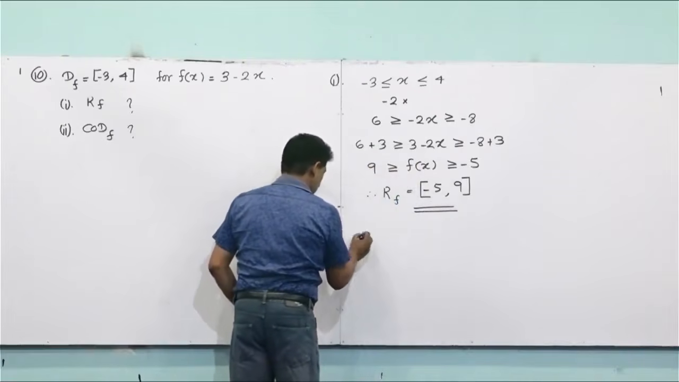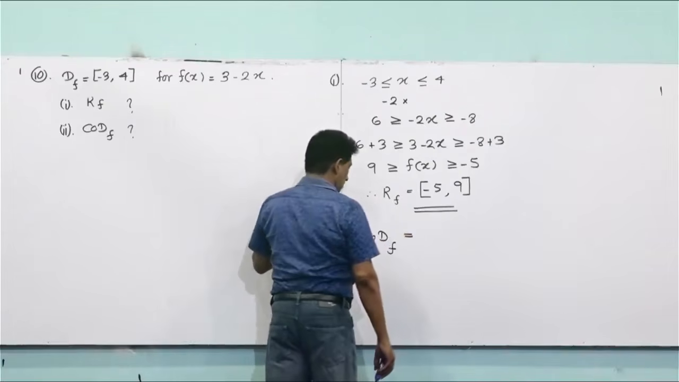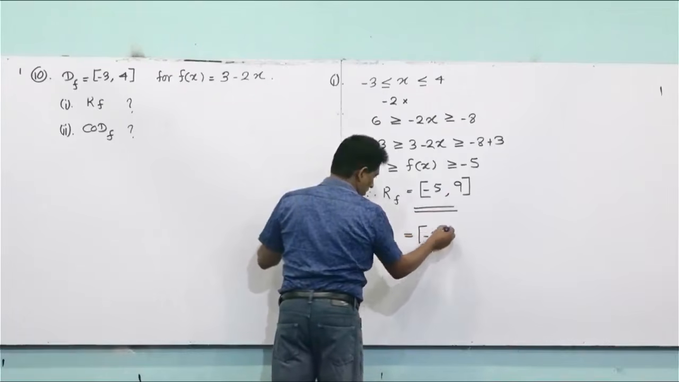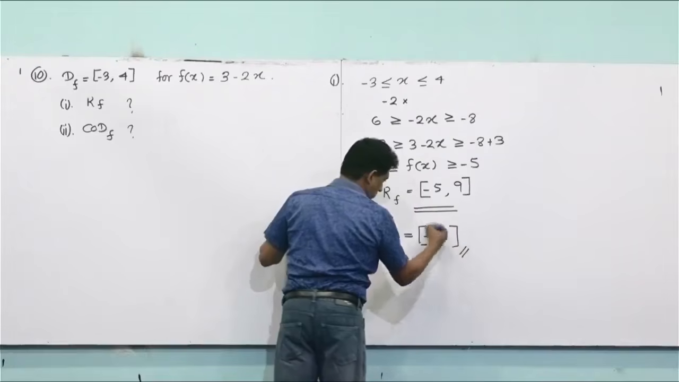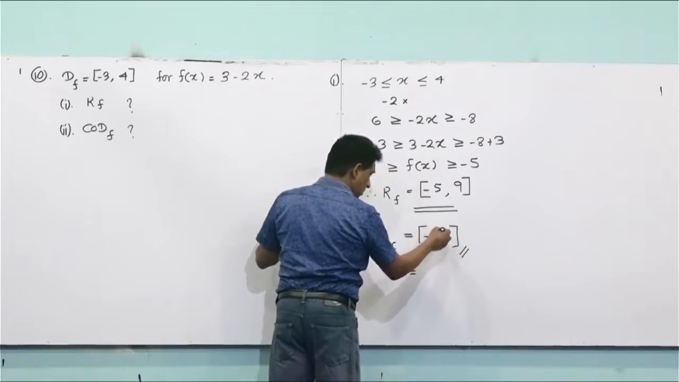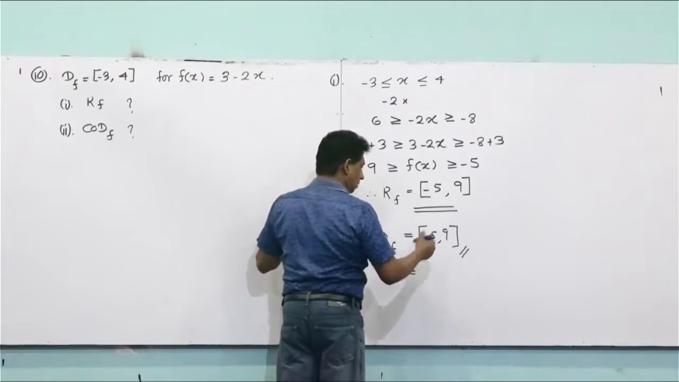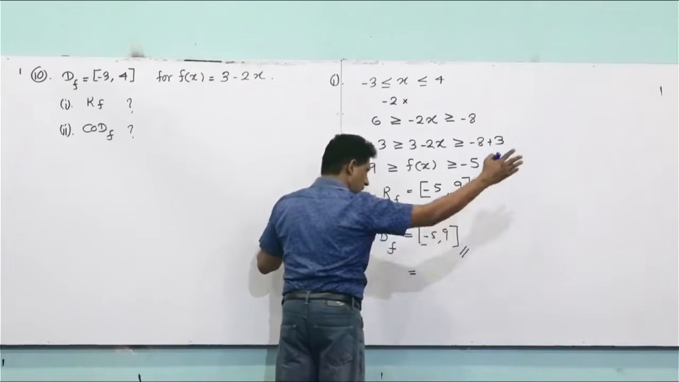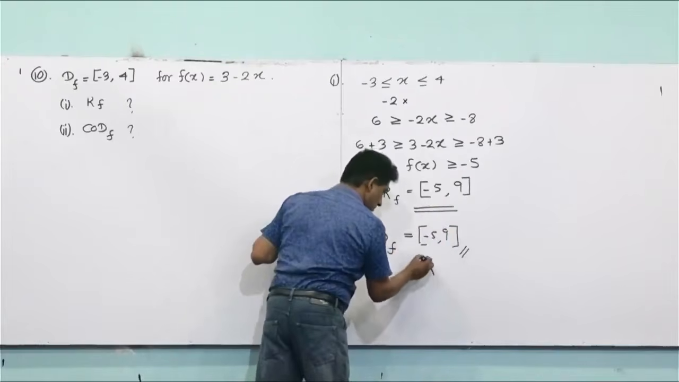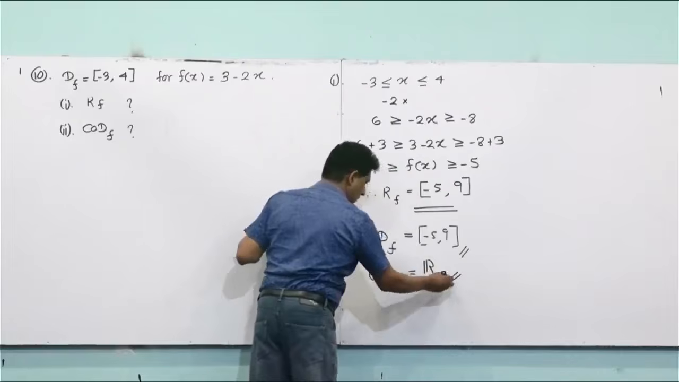Second one, the codomain of f. Then the codomain, you can write this one itself, it is also correct. If we put any additional values, then don't put just 1 or 2 values, right? Then you have to put all the values greater than 9 and all the values less than minus 5. Then you can write that it is the real number set. Okay.